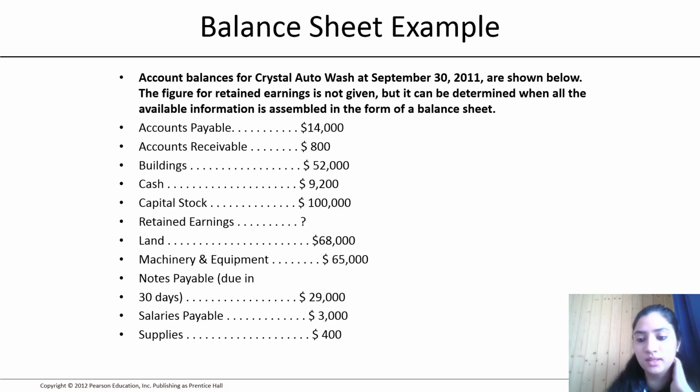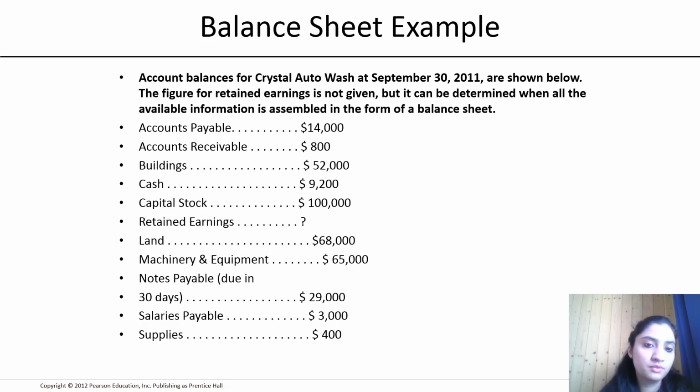So here is an example that you can see. There is numerous information here in the form of raw data, and we will create a balance sheet out of this data. So let's see here. Account balances for Crystal Auto Wash at September 30, 2011 are shown below. Information regarding the retained earnings is not given. That we will find out, I will explain how. It can be determined when all the available information is assembled in the form of a balance sheet.